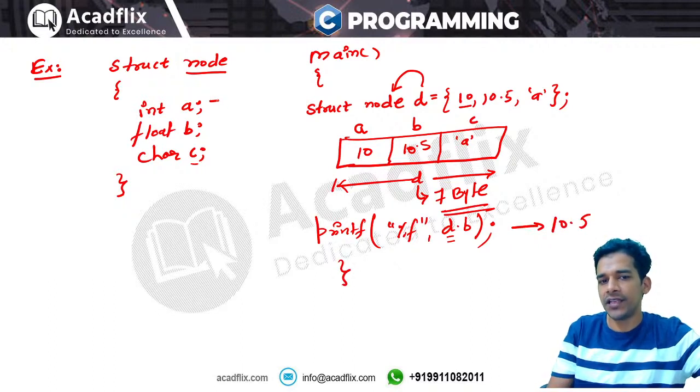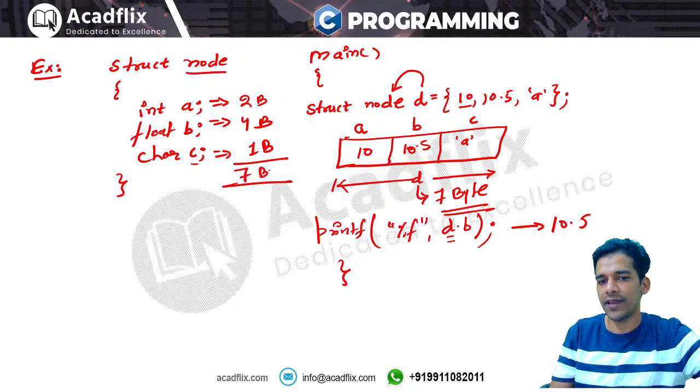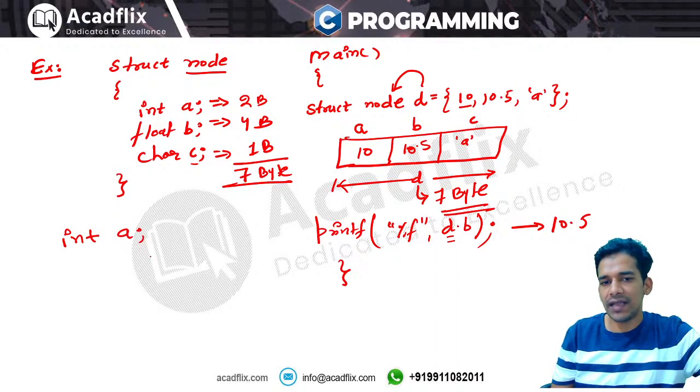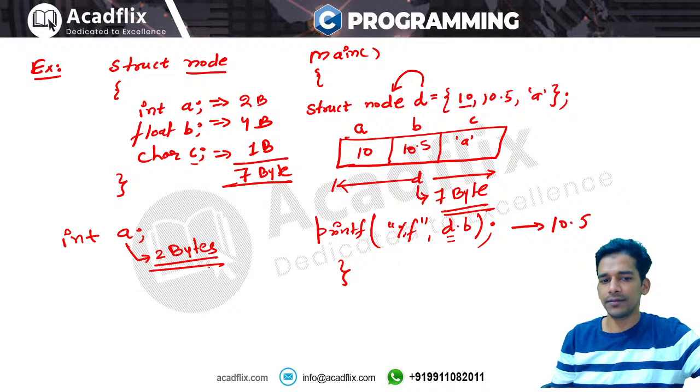So we know that integer takes 2 bytes, float takes 4 bytes, and character takes 1 byte. That means this variable d will take 7 bytes in memory. Just like if you declare a variable of integer type, integer a, then it will take 2 bytes in the memory. This variable a will take 2 bytes in the memory, right? So this is the meaning of this structure. Any doubt in this?